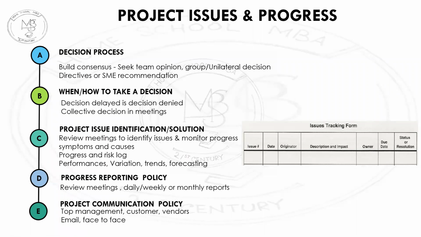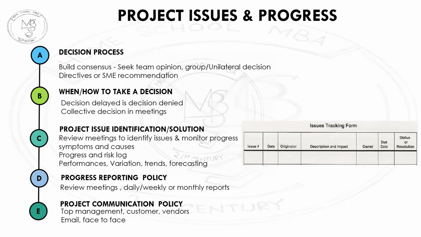Let's discuss the project issues and progress. Projects always have certain issues and the progress is to be monitored. There are two different actions in this whole issue. Firstly, identify the issues, the causes, the symptoms, and whether the project is going well, or going slow, or completely stopped, or things like that. So those issues need to be identified and they need to be solved.